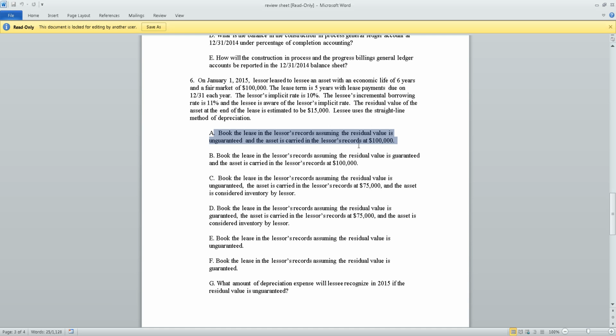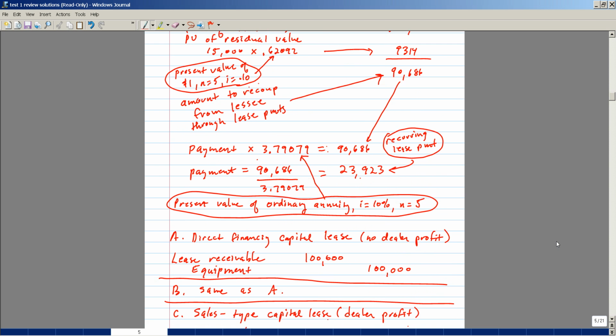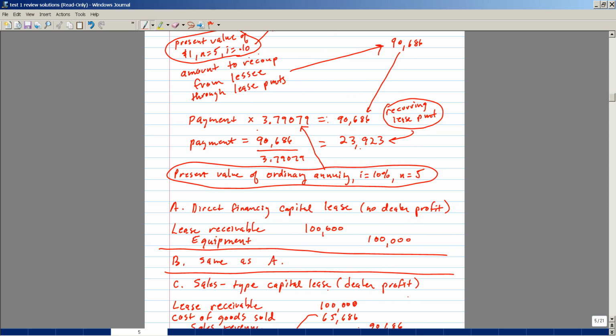So in part A, from the lessor's perspective, this is a direct financing capital lease because in part A of the problem, there's no evidence of dealer's profit. There's no dealer's profit because, A, there's no indication that this lessor deals in selling this sort of asset, and the asset carrying amount of $100,000 is the same as the asset's fair market value. So direct financing lease. So in a direct financing lease with no dealer profit, the basic structure of the entry is debit lease receivable, credit equipment. The lessor is going to book the lease receivable in their accounting records at the present value of the minimum lease payments plus the present value of any unguaranteed residual value.